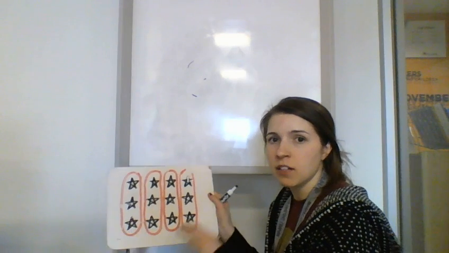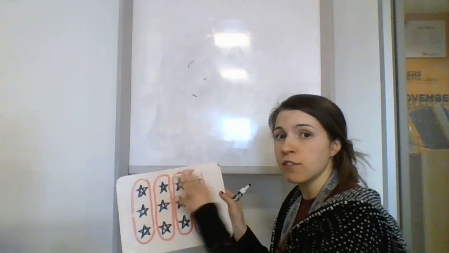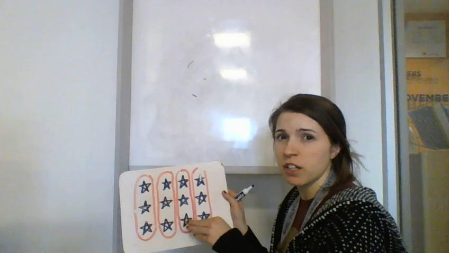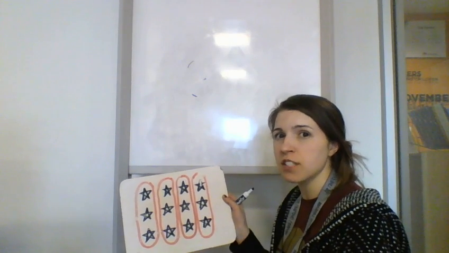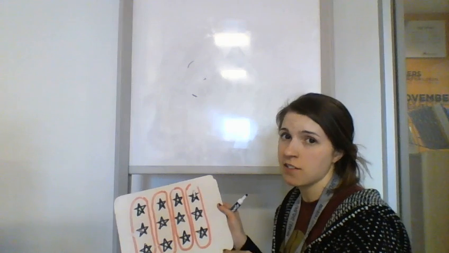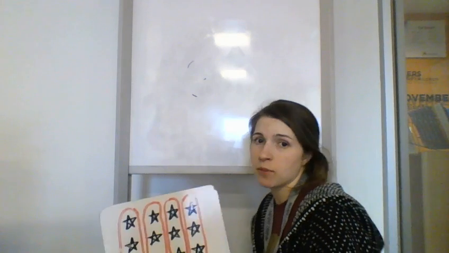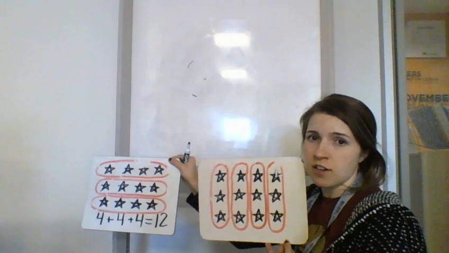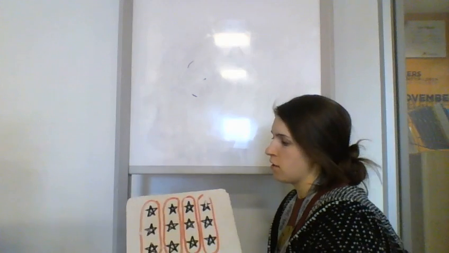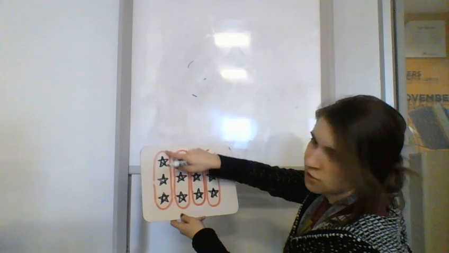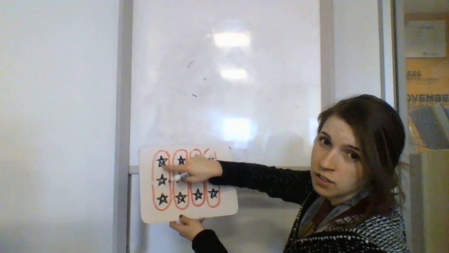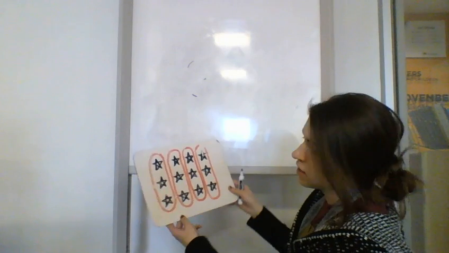So now we're going to make an equation to represent the amount of stars in this array, but we're going to look at it by looking at the columns instead of the rows. So it's going to look a little different, but we should get the same answer at the end. So remember, they both have the same amount of stars in each picture. So let's start. Let's see how many stars are in this column. So we go 1, 2, 3. There's 3 in this column.